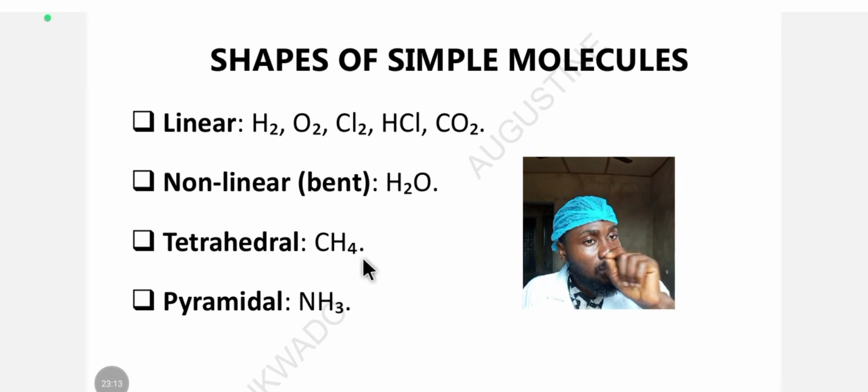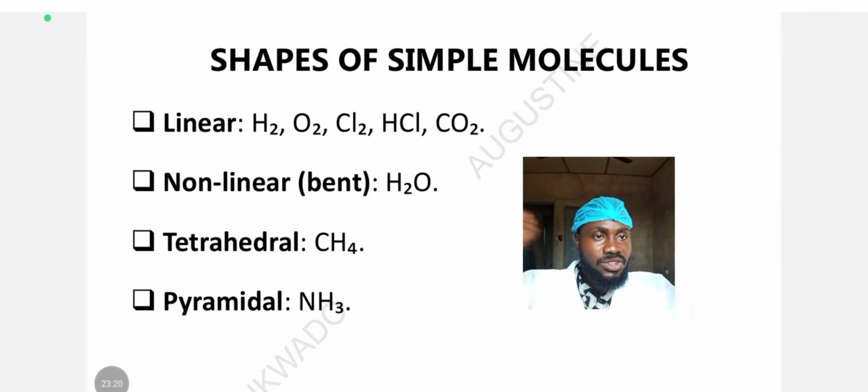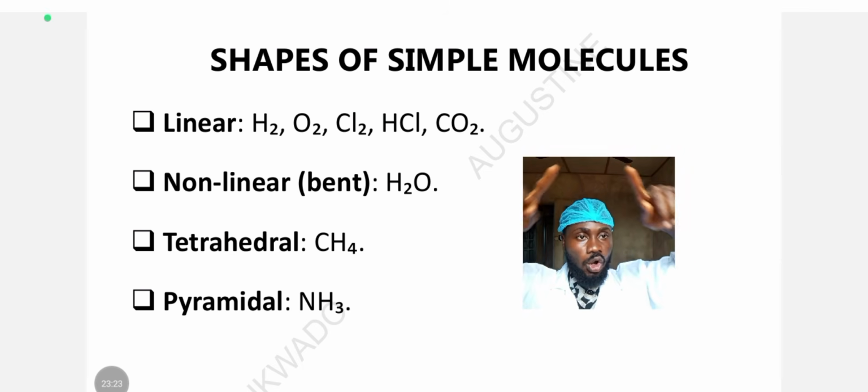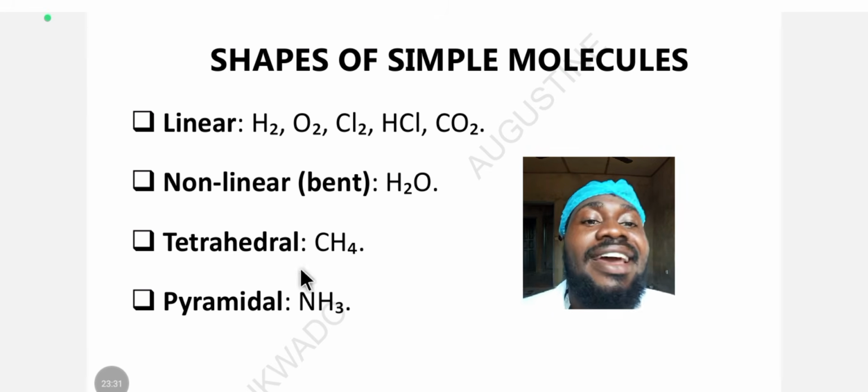So it shows that you have carbon in the middle, then you have hydrogen up, hydrogen down, hydrogen right, hydrogen left. That's the shape of the molecule. So when you connect it, it's going to give you a tetrahedral shape. Tetrahedral shape, 4-sided, 1, 2, 3, 4, just like a kite.